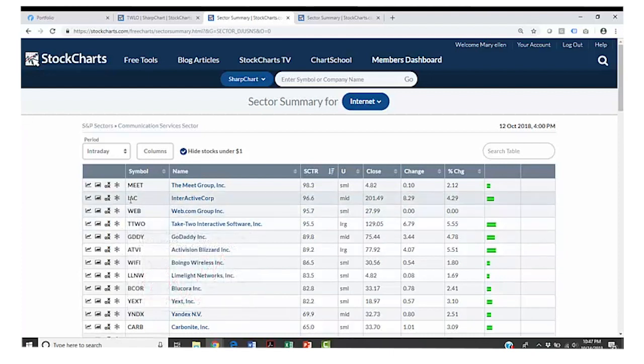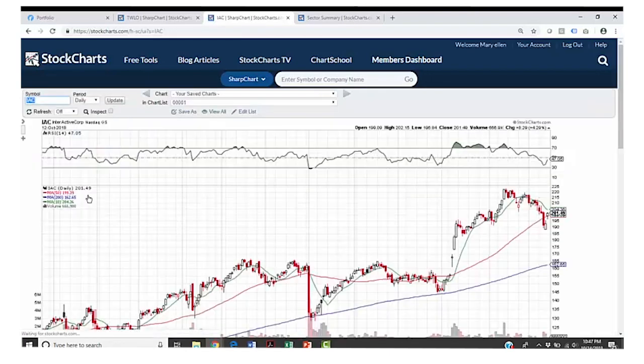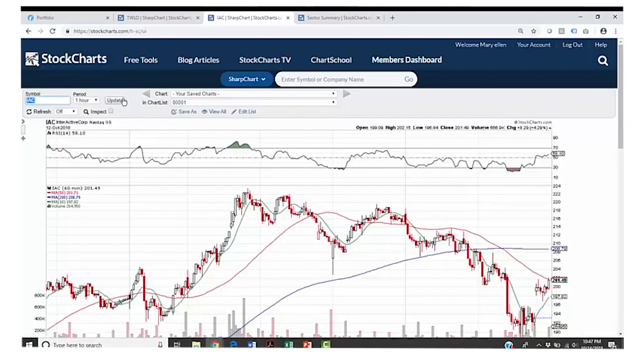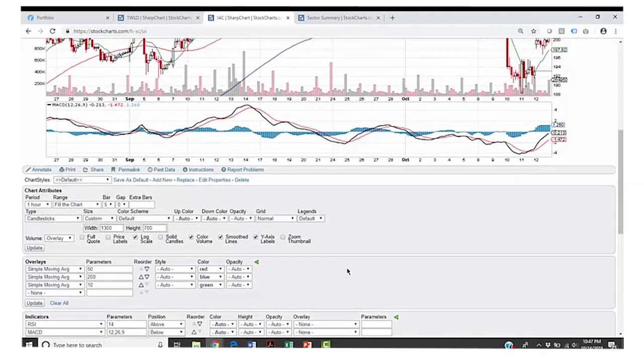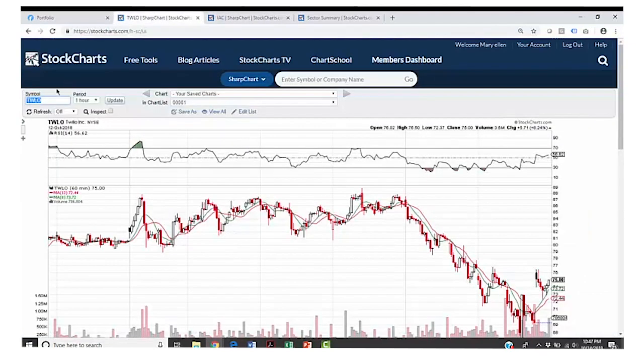And I see a couple of candidates here. Certainly IAC could be an interesting name. Of course, the daily is what will be presented initially, but what you can do is go ahead and look at that 1 hour chart. So that was one exercise. This one has not, let's go ahead and change the simple moving averages. In fact, I have a better idea. We already have the 1 hour here, so I'll go ahead and put IAC populated in there.